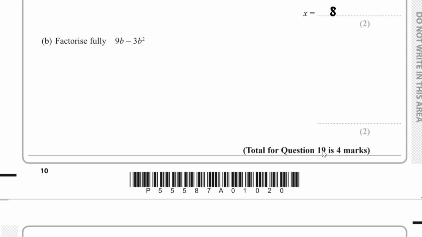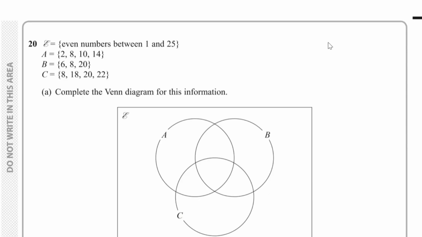Then for part B, we have to factorize fully 9b subtract 3b squared. Well, in terms of the numbers, the highest common factor of 9 and 3 is 3. The highest common factor of b and b squared is b. So we have 3b multiplied by 3 minus b. That would expand and simplify to give 9b minus 3b squared.